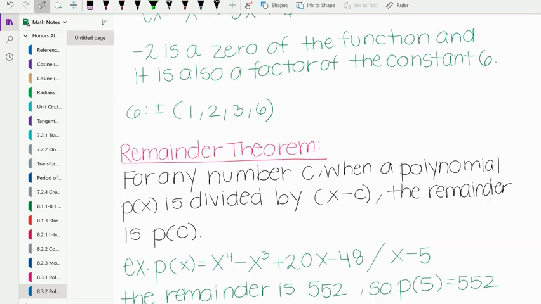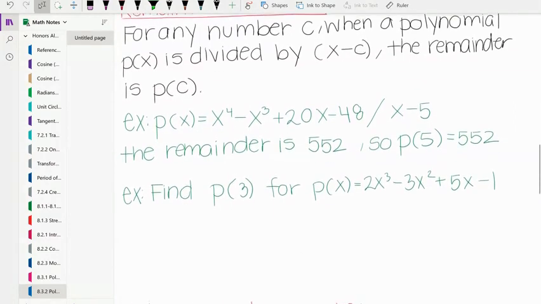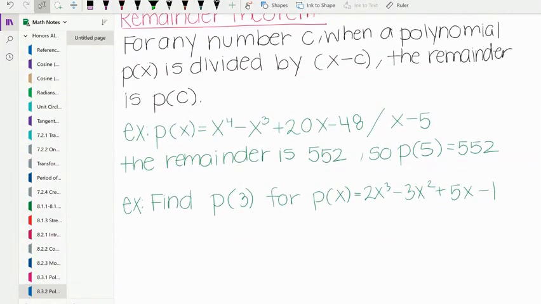So it's kind of weird. So let's look at an example of that. Let's say I want you to find p of 3 for this polynomial. Obviously one option is that we could plug in 3 for the x. So it would be 2 times 3 cubed minus 3 times 3 squared plus 5 times 3 minus 1.